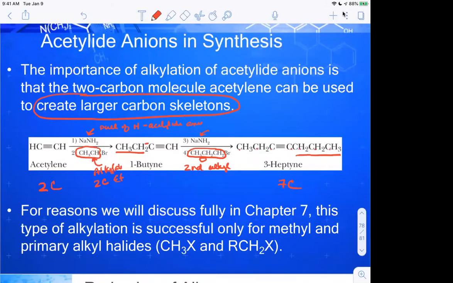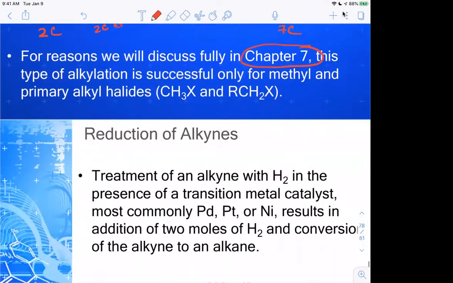Now, this alkylation is generally only successful for methyl and primary alkyl halides, and there are reasons for this that we're going to talk about next. But for now, just think of the fact that I have just learned a whole bunch of reactions in organic chemistry in this chapter. We have ways to introduce functional groups in my addition to alkenes, and now we have ways to make carbon-carbon bonds in my alkylation of acetylide anions.